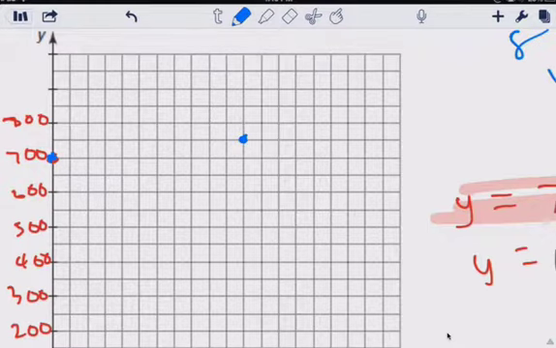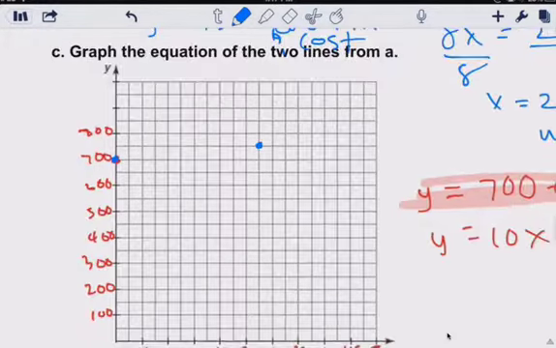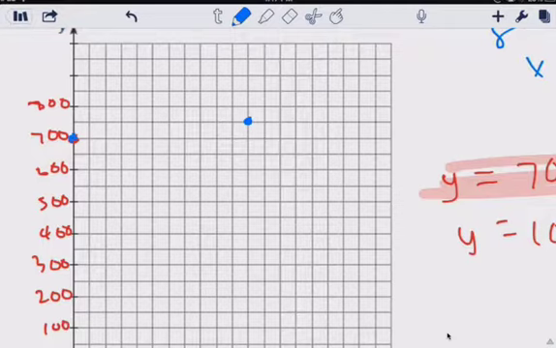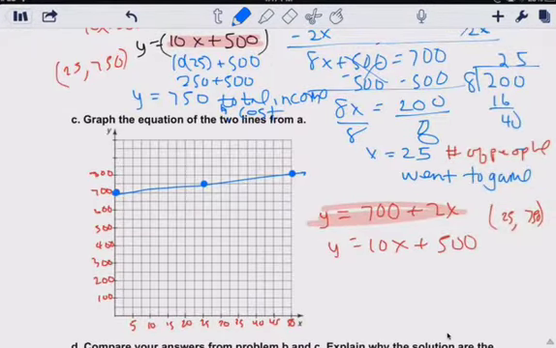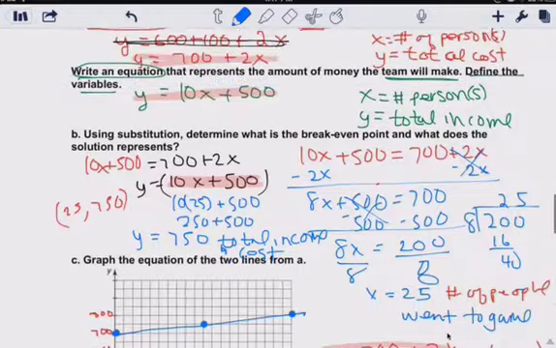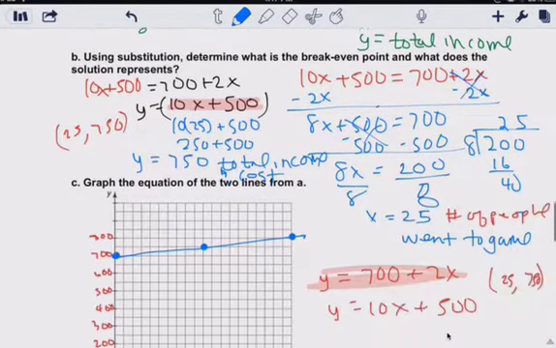Now the line is pretty flat. So in that case, I went too far. Right here and right there. And then you go ahead and graph it. And which line does that go with? So that is the cost line, right? That's the team cost.